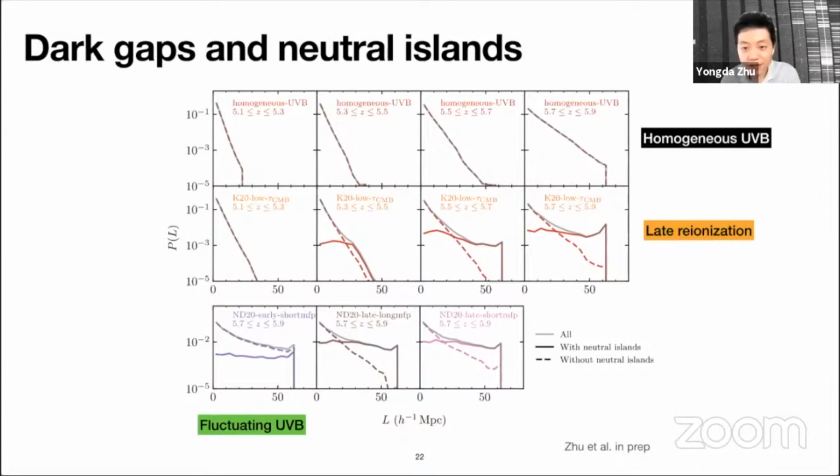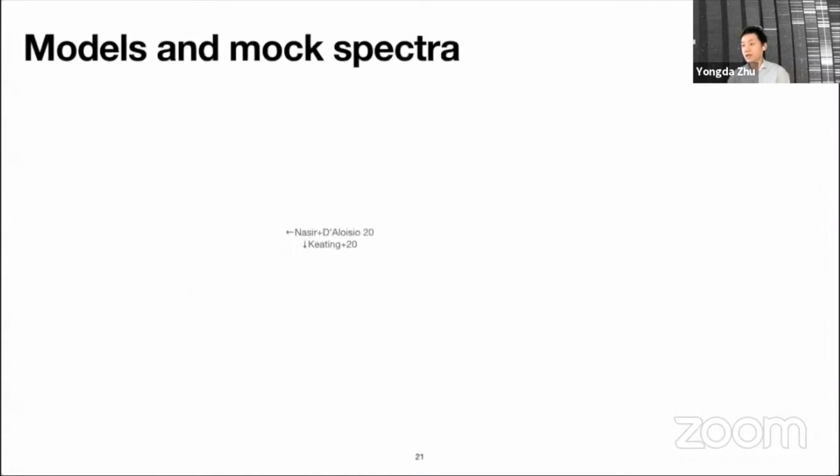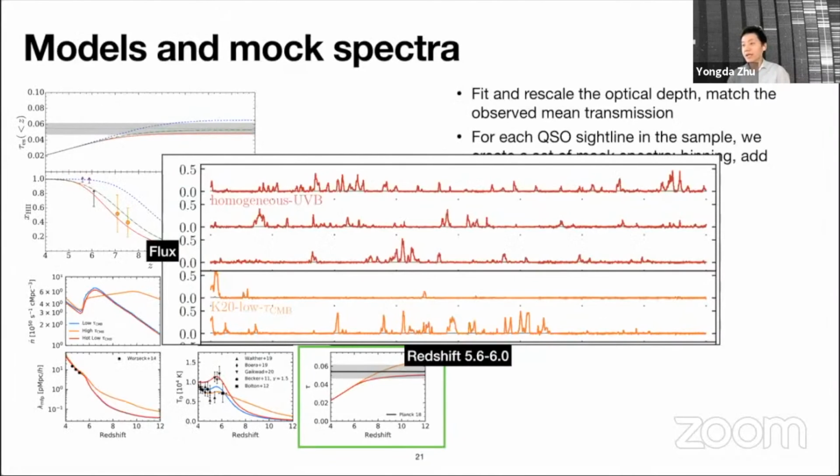As for the second one, for each quasar line of sight, we generate a set of mock spectra, and we tried to match the pixel size and noise level.